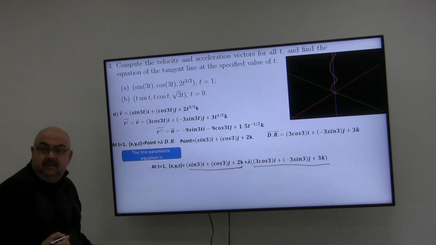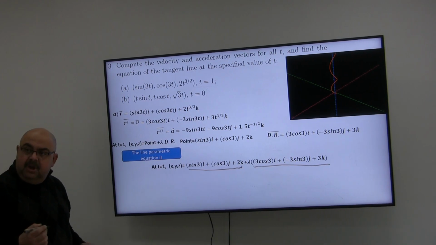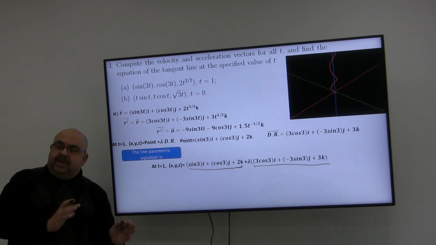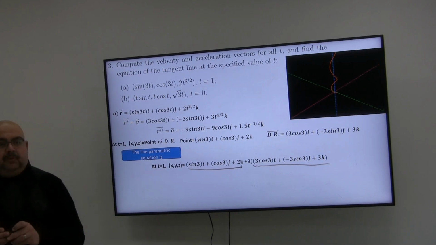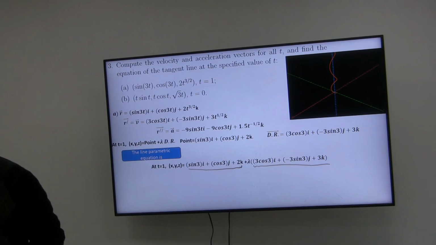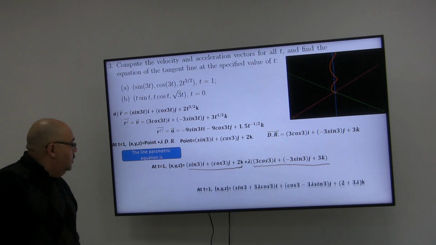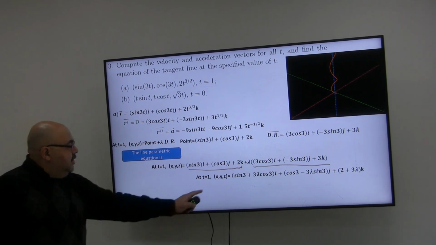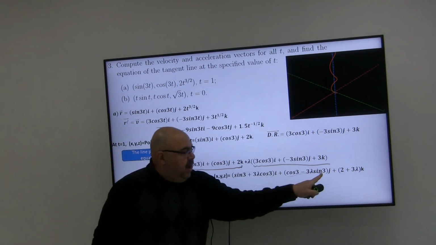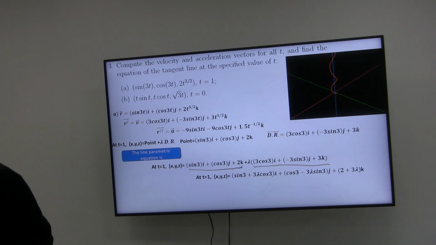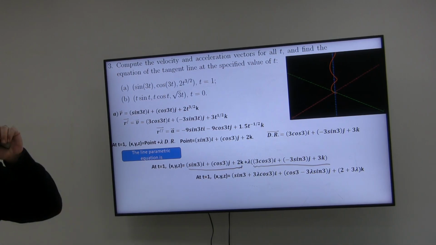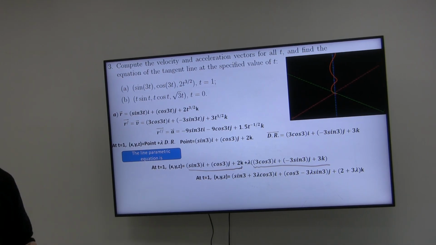The second step, get the I values together, the J values together, the K values together, which is standard for X, Y, and Z. That's the second step. This is for X, that's for Y, that's for Z. Now I have the parametric representation of the line that will be a tangent to this curve.